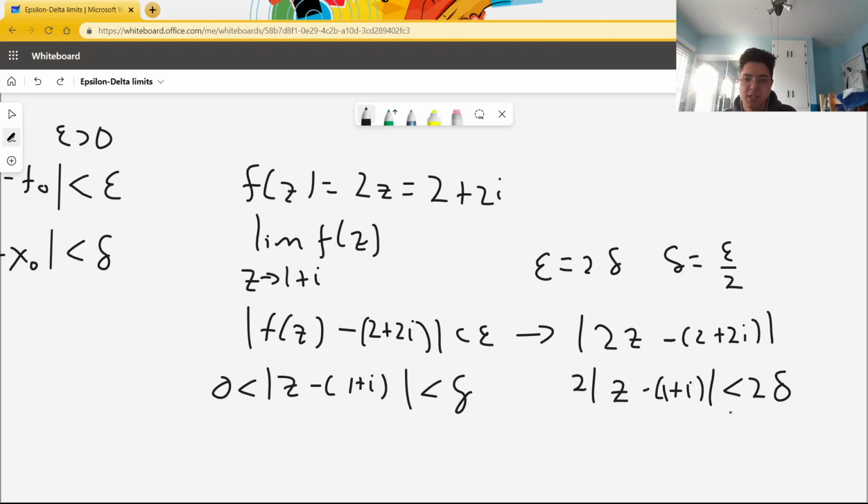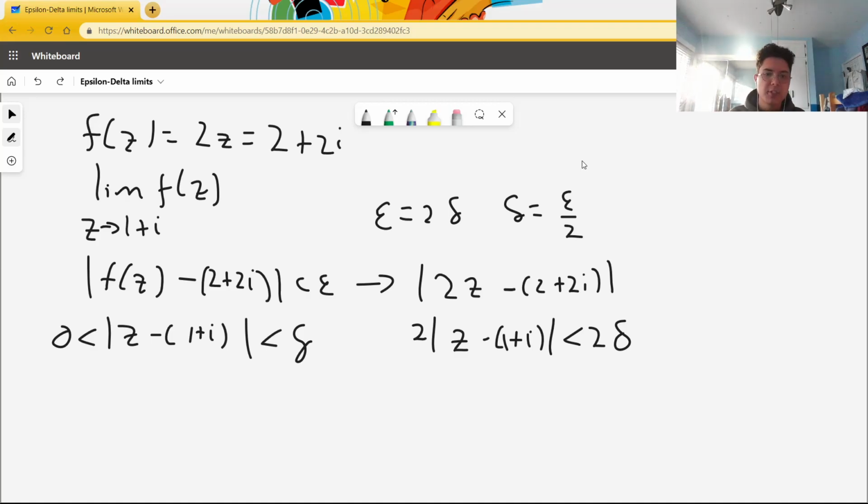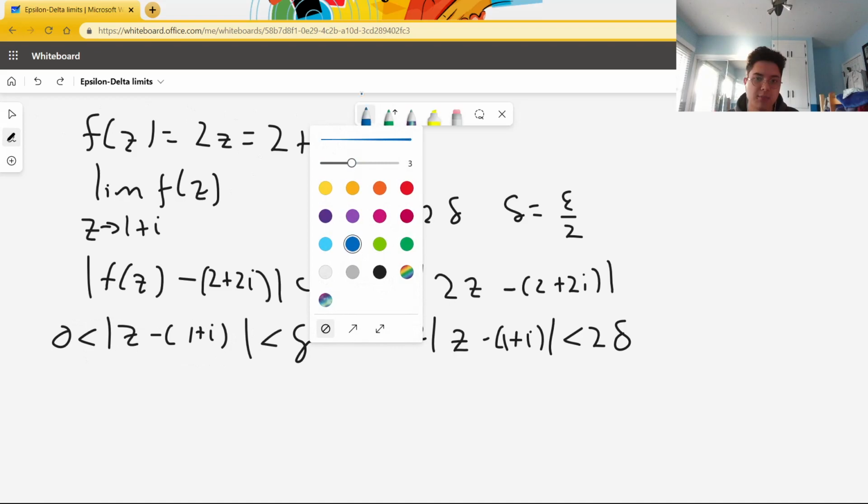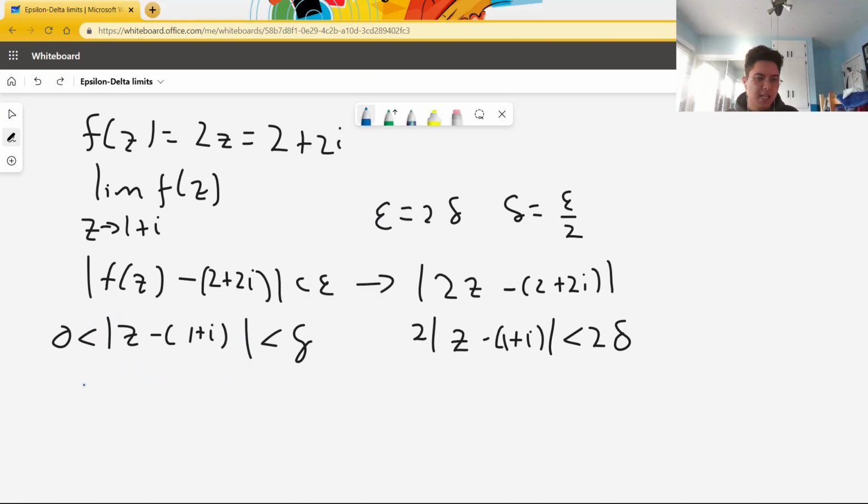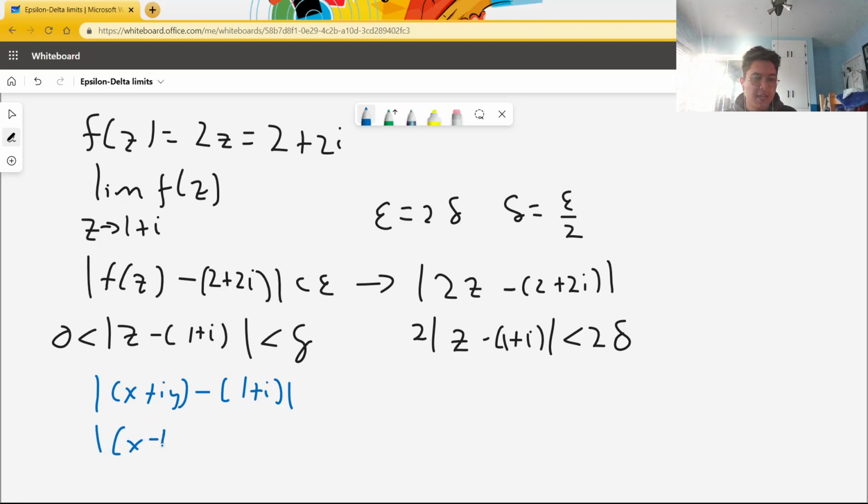There are a couple other principles you need to perform epsilon delta proofs in the complex plane. The first of these is to consider the implications of this fact that z minus the limit value is less than delta in terms of the x and y components and the triangle inequality. I'm going to do this in blue. z minus (1 plus i) is also the same as x plus iy minus (1 plus i), and that can be written as (x minus 1) plus i(y minus 1). And this is less than delta.